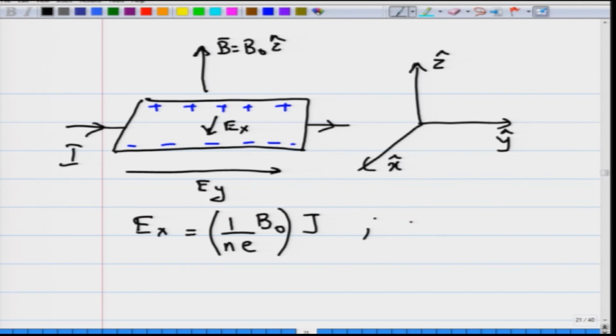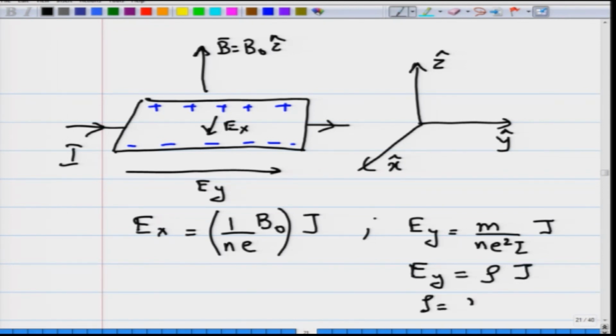and the electric field which is along the y direction is the usual M by N E square tau times J. This electric field along the y direction is nothing else but your Drude's resistivity, where rho is M by N E square tau. What you expect is that along the direction of the current there is a resistivity, and that resistivity is nothing else but M by N E square tau. But in the direction perpendicular to the direction of the current, you have another resistivity which is coming into the picture, and that is the Hall resistivity.